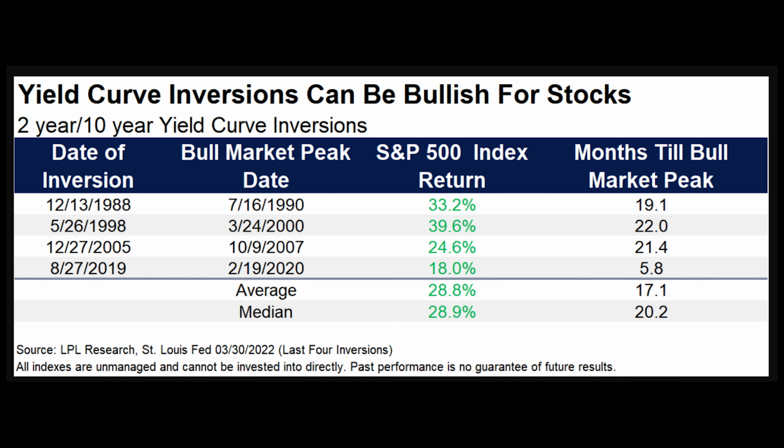Number 2, what about stocks? One of the bigger surprises for investors is that stocks historically have actually done quite well after previous inversions. In fact, the S&P 500 index gained another 29% on average and peaked nearly 17 months later after the previous 4 inversions. The bottom line is a yield curve inversion is a warning sign, but by no means does that mean trouble is coming immediately.